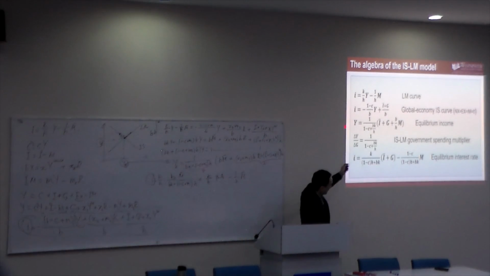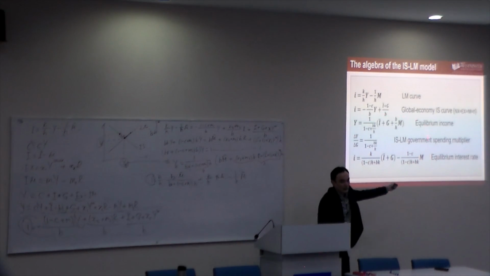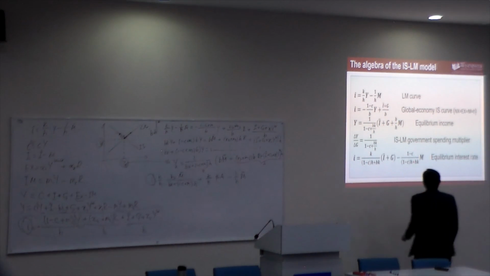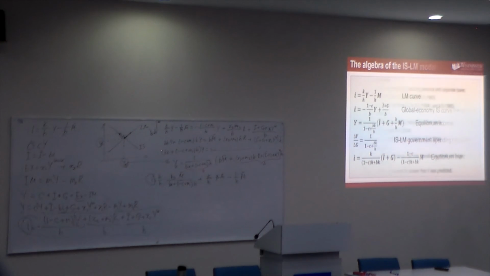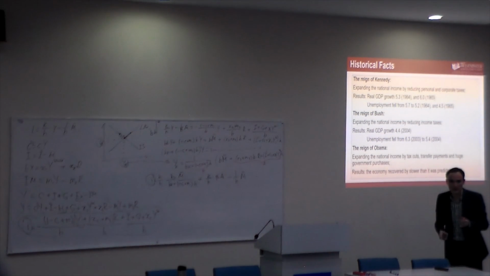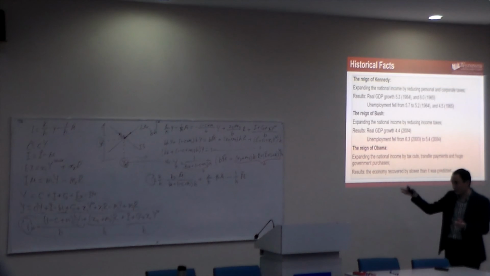This one is when we consider the global economy, which we are going to derive in our seminar. We will derive it. So how were these changes in government spending, or fiscal and monetary policy, used in practice?